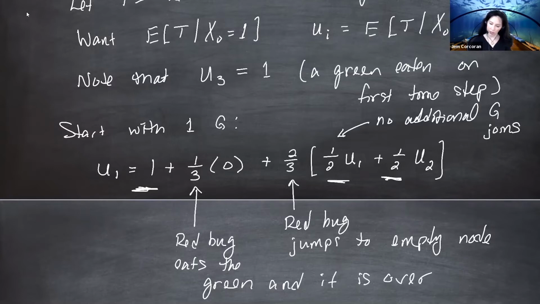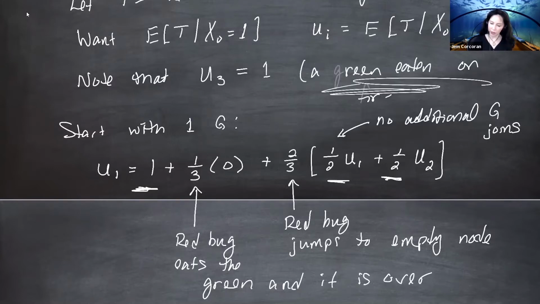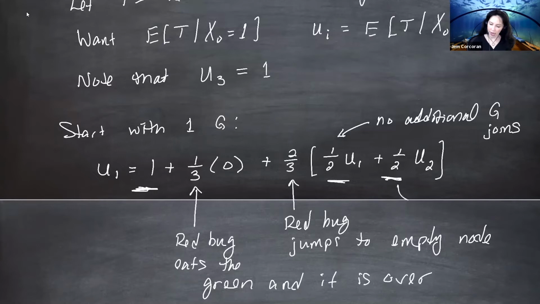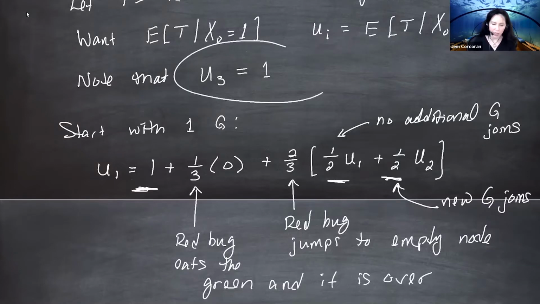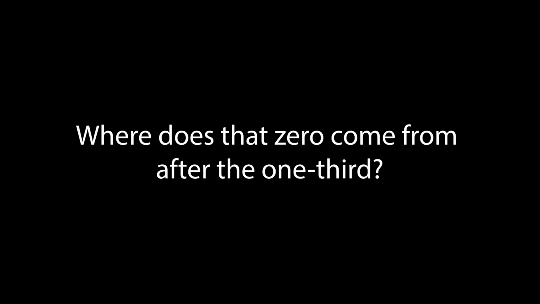So let me erase some of this. You can see the labels a little better. This 1/2 is a new green joins. There are two unknowns here. And remember, U3 is already known. So I think I'll leave it to you guys to find an expression for U2.